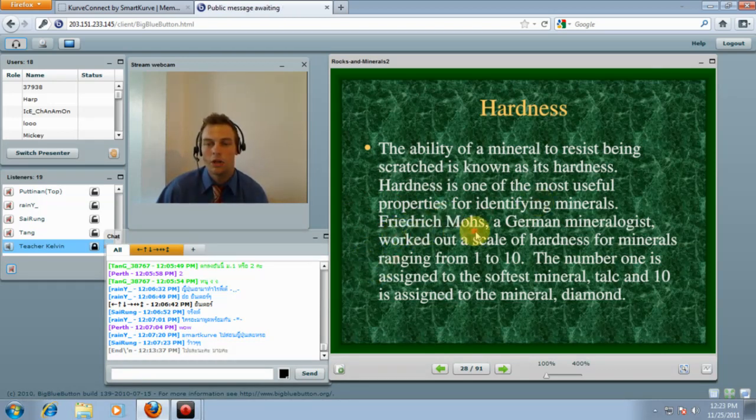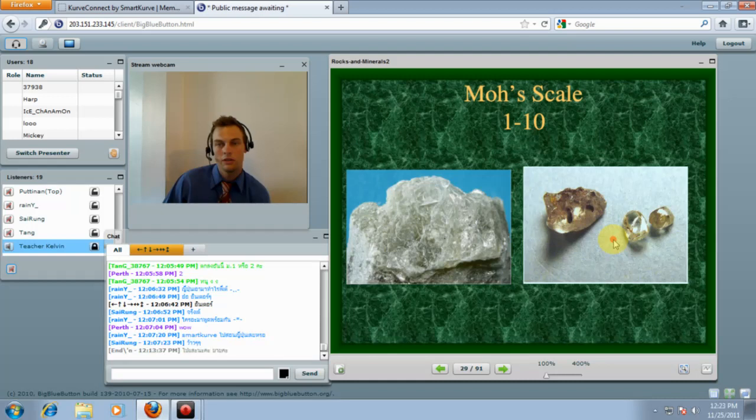So Frederick Mohs, he's a famous mineralogist. He worked out this scale. Big surprise, 1 to 10. 1 is the softest and 10 is the hardest. So diamond is around 10, and I don't know what would be around 1, but if you have the hardness, the luster, and the color, sometimes you can say definitely what mineral you're dealing with. Yeah, Mohs scale, 1 to 10.